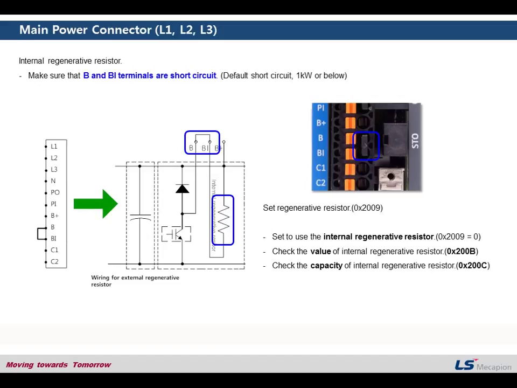Let's see some examples of setting regenerative resistor. This case is to use internal resistor, and you need to check the short circuit between B and the PI terminal. These terminals are to use the internal regenerative resistor. For internal regenerative resistor, first thing you need to do is setting 2009 to 0. And if you need to check the value and the capacity of internal resistor, you can check the parameter 200B and 200C. 200B is about the value of a resistor, and the 200C is about capacity of the resistor.